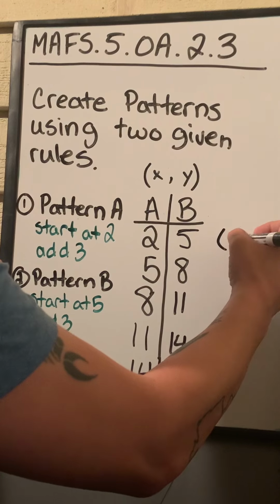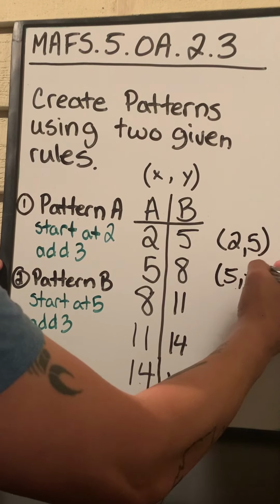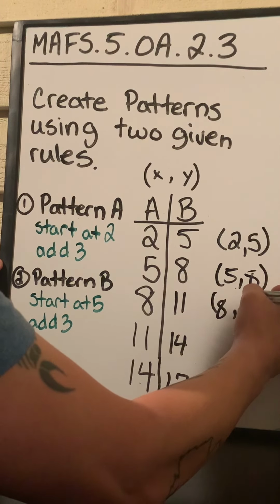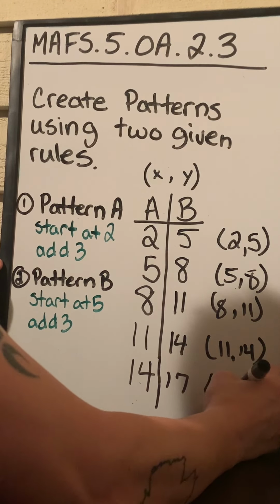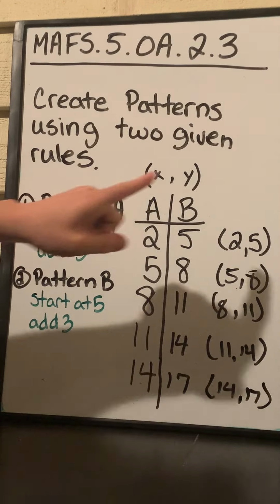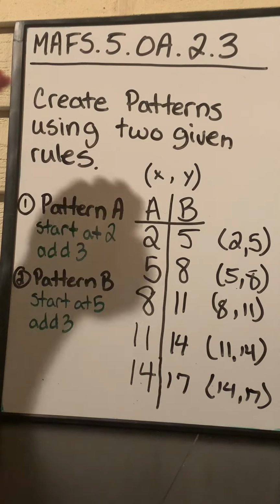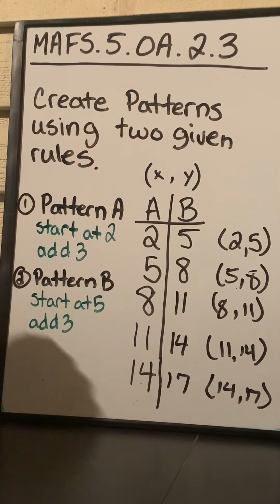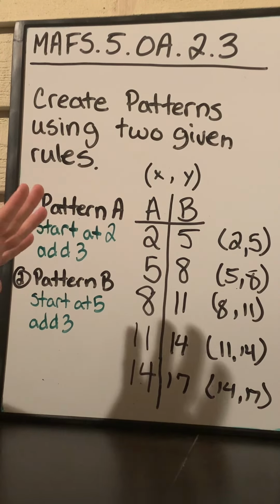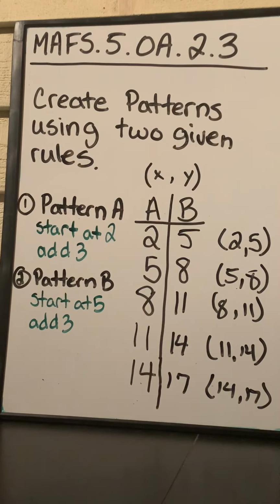So I can also write these as 2, 5, and I can graph that. I can write these as 5, 8, 8, 11, then we have 11, 14, and then we have 14, 17. So I am able to graph these corresponding terms based on the two rules that were given. So that was the two standards we're going to be focused on. So it's creating patterns, which we did. We created two patterns going down the T-chart, and we used the two given rules to create those patterns. And the second part was we can use these corresponding terms to create ordered pairs that we can eventually graph.